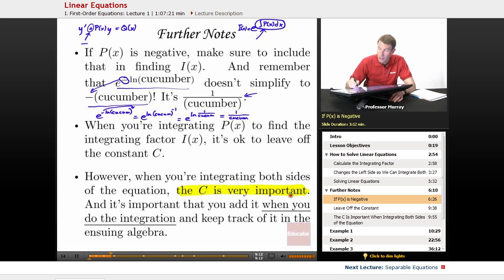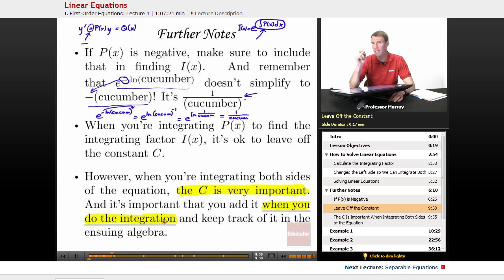And it's also very important that you do it exactly at the moment when you do the integration. When you do the integration, that's when you have to add the constant. The reason you have to be so careful about that is that after you do the integration, you usually have to do a couple more steps of algebra to solve for y. And you have to keep track of that constant as you go through those algebraic steps. Sometimes that constant gets tangled up in the equation.